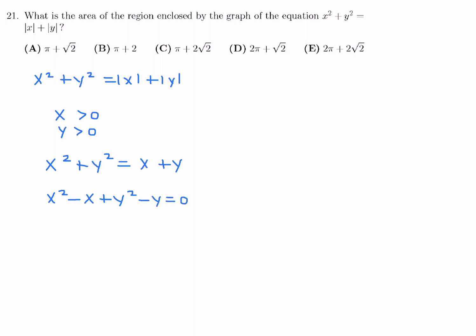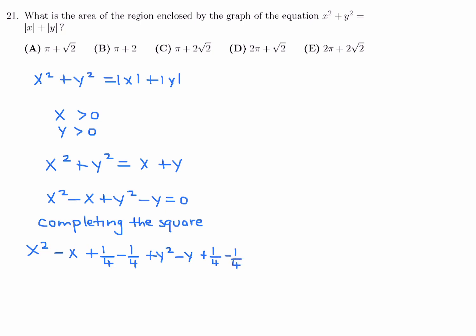And at this point, I'll do something called completing the square. And completing the square will allow me to graph this equation. It'll be a little bit more helpful. So what you do is you take the coefficient before x, which in this case is -1, take half of that, which is negative a half, and then you square it. So when you square negative a half, it becomes a quarter, and then immediately you have to subtract that. Completing the square with the y is the exact same thing, plus a quarter minus a quarter, and that equals 0.